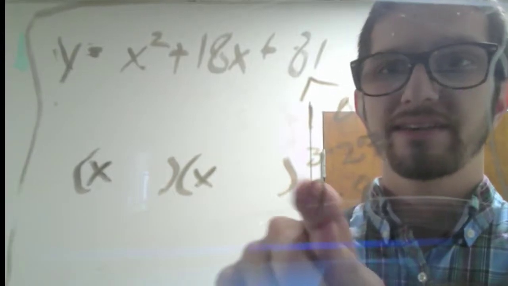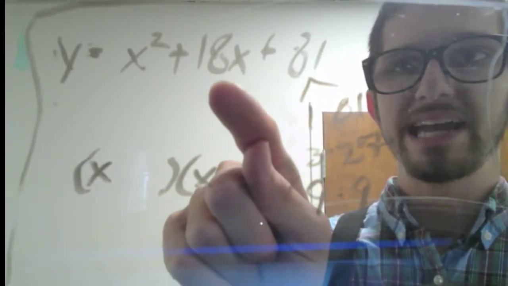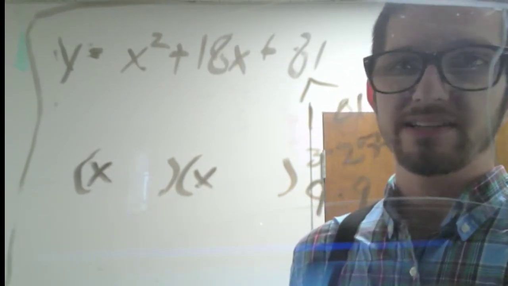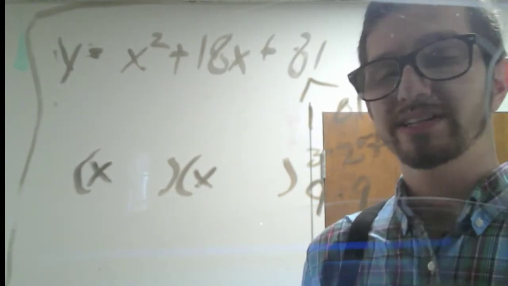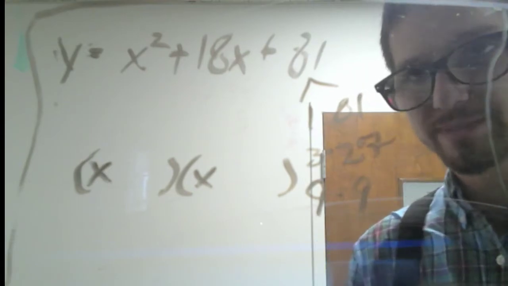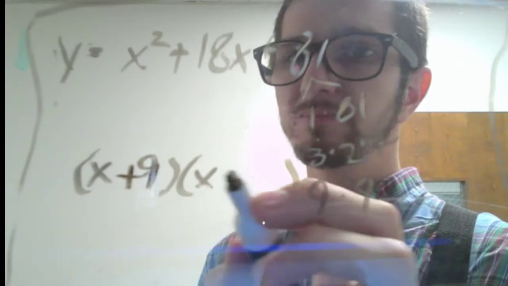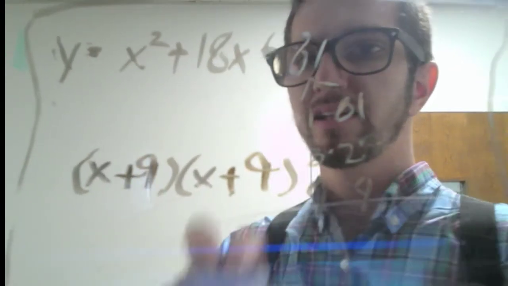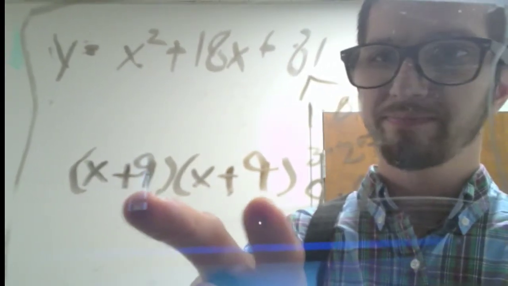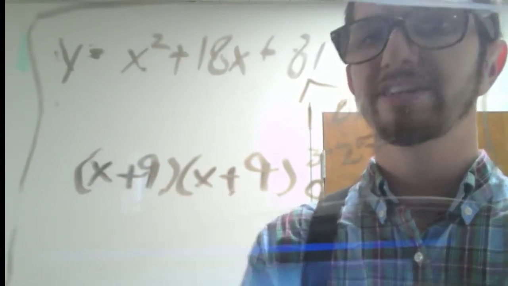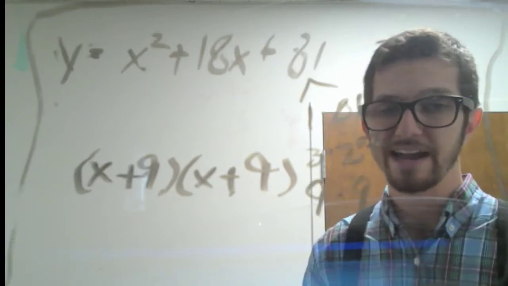How could I combine these numbers to give me 18x, or just 18? Well, I know 81 and 1 can't make 18. 3 and 27 can't, but I know 9 plus 9 gives me 18. So if I have a plus 9 and a plus 9, these multiply to give me 81. These multiply to give me x squared, and 9x plus 9x is going to give me 18x. So this is factored correctly.